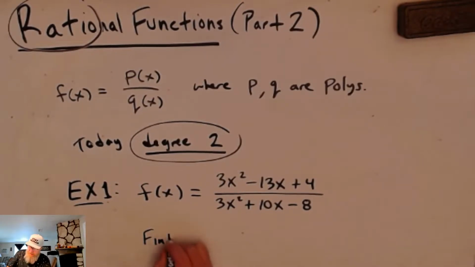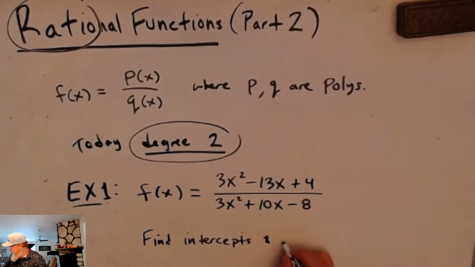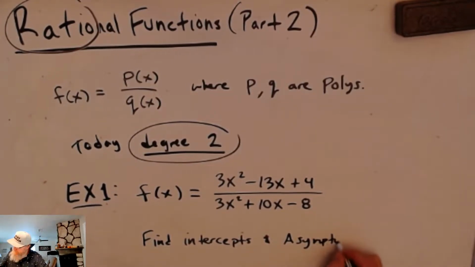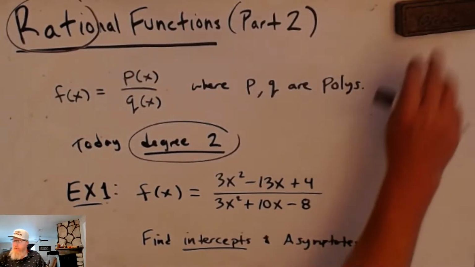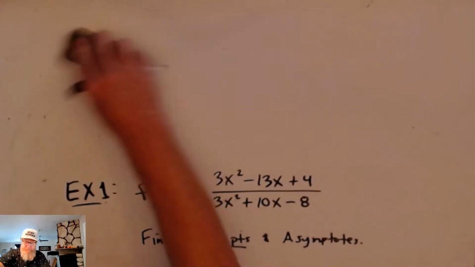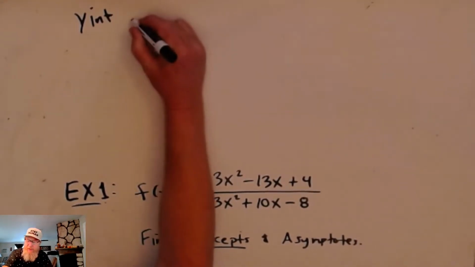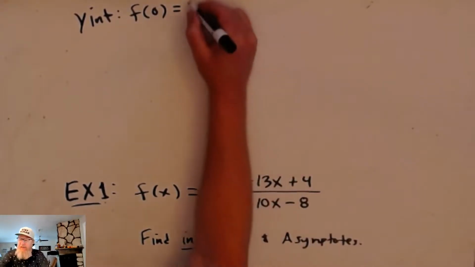I want to find the intercepts and the asymptotes. Let's go ahead and do the intercepts first. By far the easiest intercept is the y-intercept. You just simply plug in 0 for x.